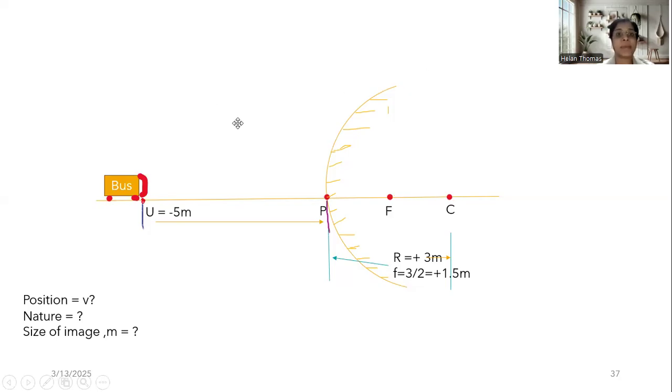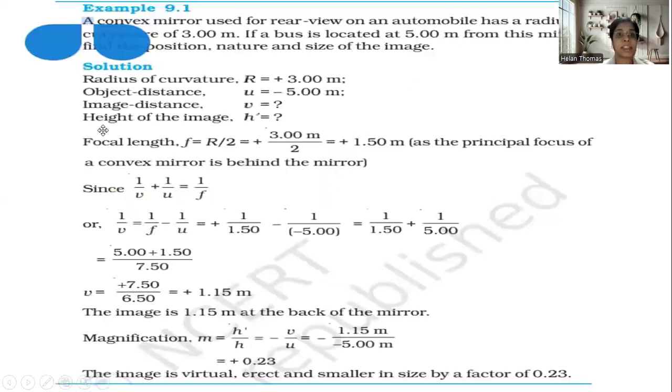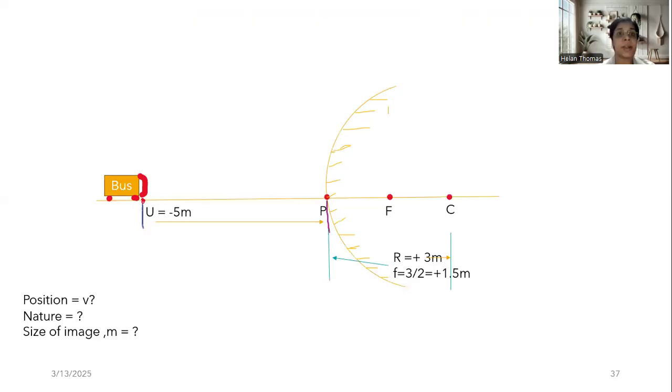And here it is given that the bus is 5 meter away from the convex mirror. Now what is being asked in the question is, if the bus is located 5 meter from this mirror, find the position, which means that we want to know the image distance, the nature and size of the image, which is actually the magnification.